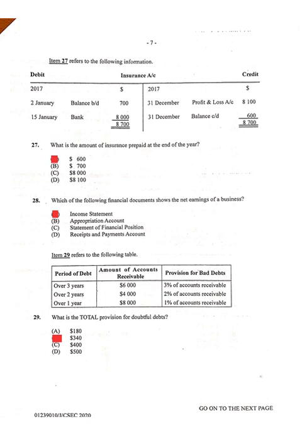Number 28, which of the following financial documents shows the net earnings of a business? That is A, income statement.